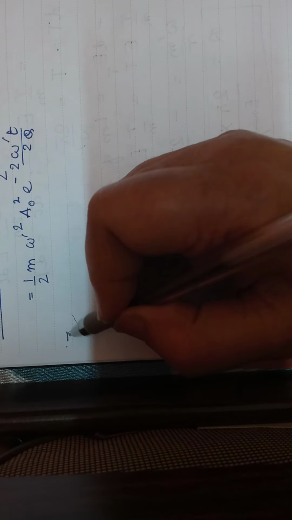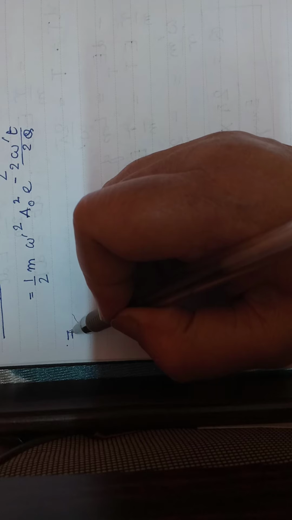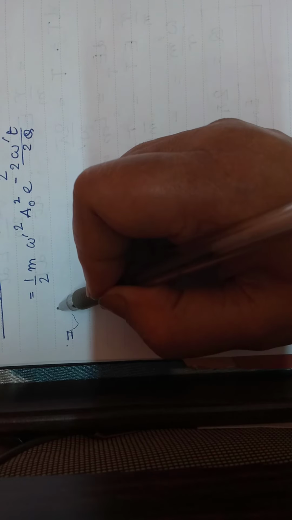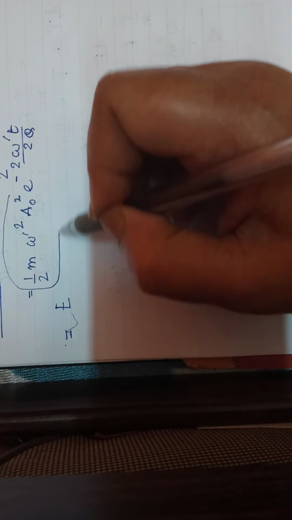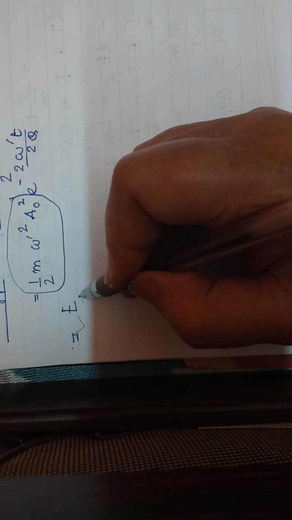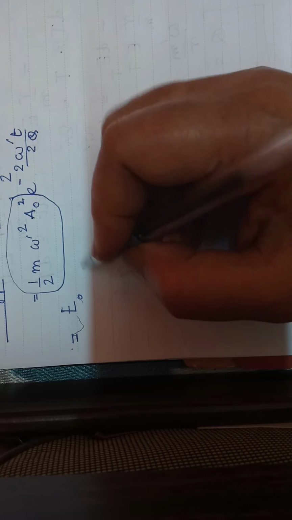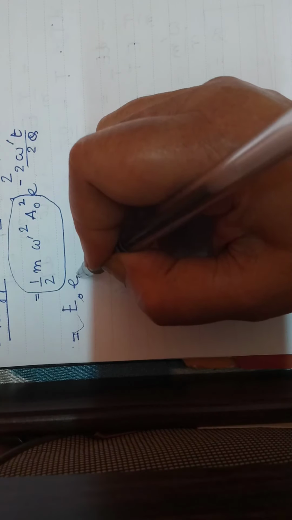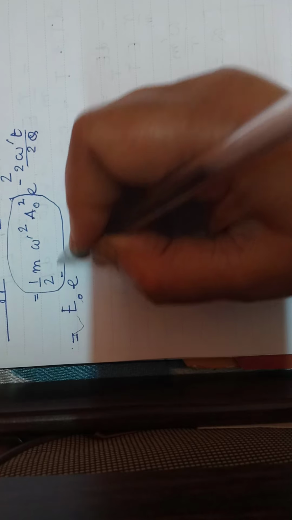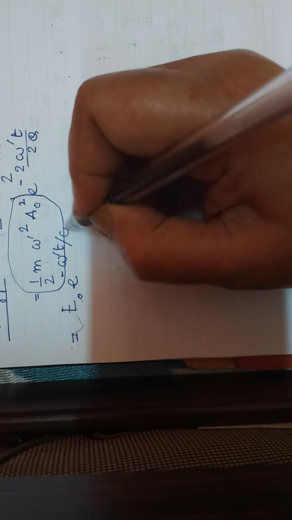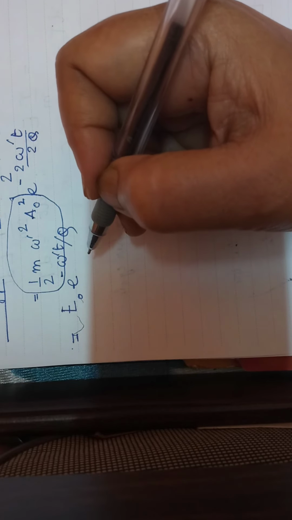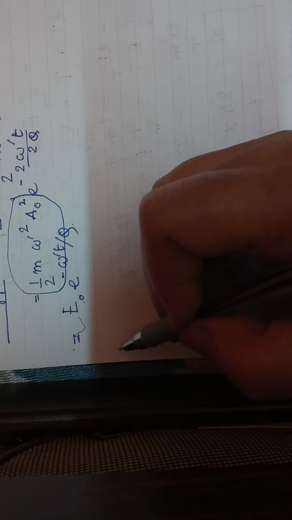So this will be equal to what? If you take this whole thing as E0, this will be equal to E0 e to the power minus omega prime t by Q. Okay, alright. So that is the relationship between quality factor and energy.